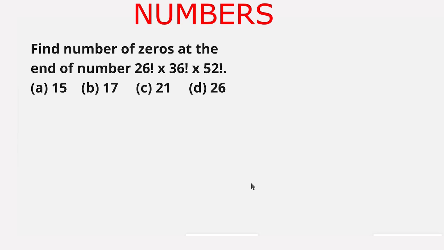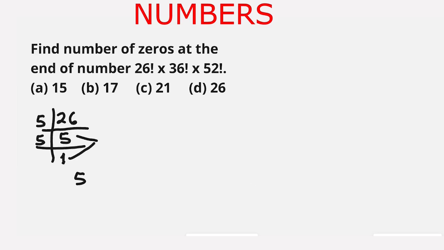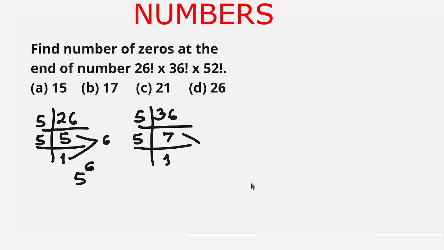So we will successively divide 26 by 5, and 5 divides 26 for 5 times. We again divide 5, and 5 divides 5 for 1 time. So this is going to give us 1 plus 5 is 6. So we will have 5 to the power 6. Now we will divide successively 36 by 5, and 7 times 5 is 35. The quotient is 7. We again divide 7 by 5, and 5 times 1 is 5. And this is going to give us 7 plus 1 is 8. So we will be getting 5 to the power 8.